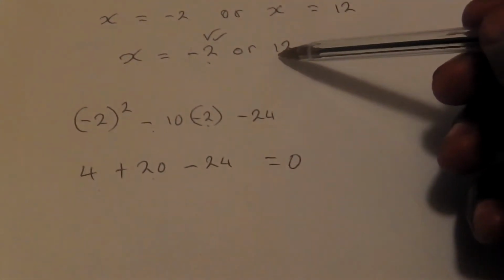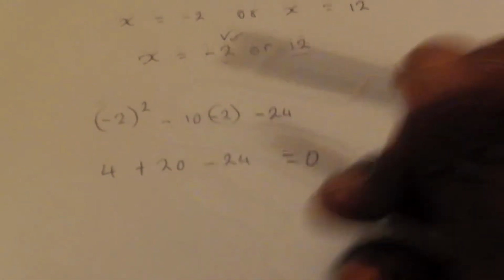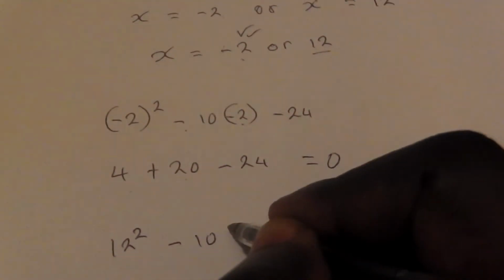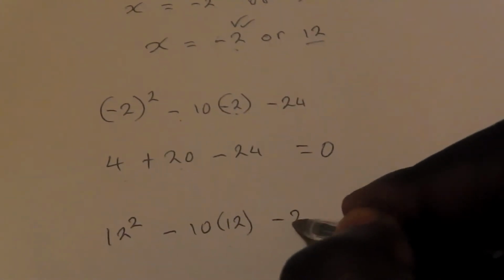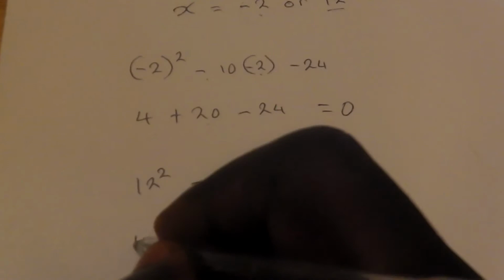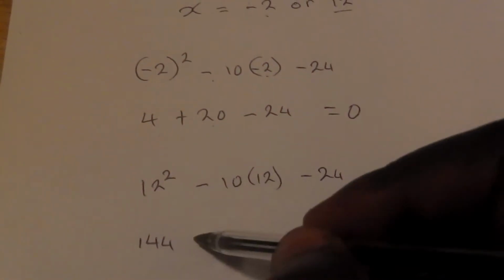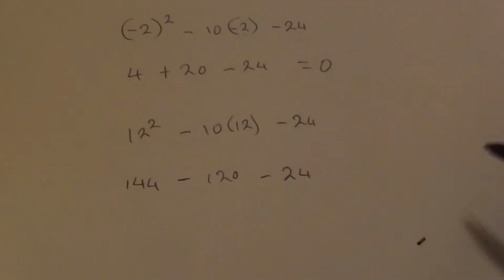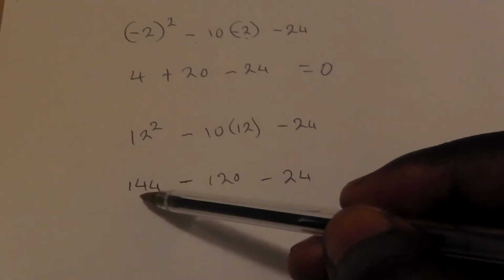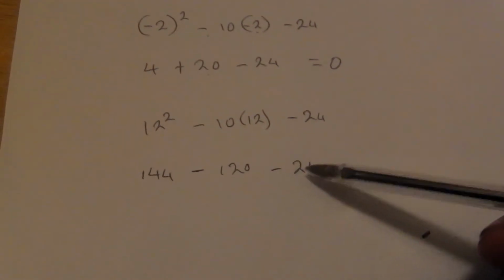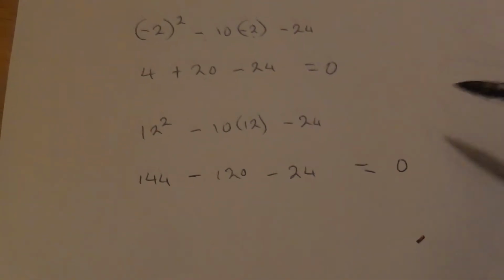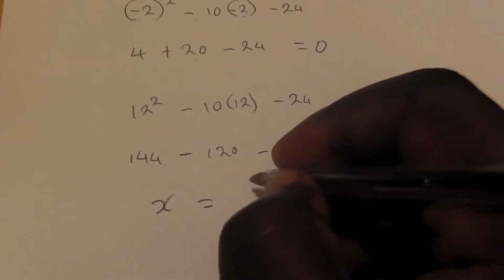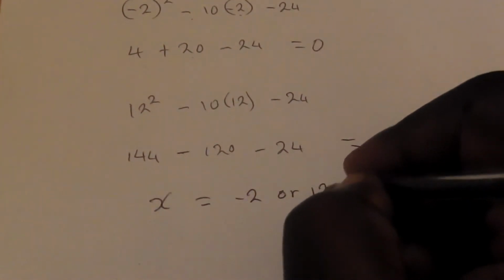And then now we test for 12. Putting 12 back into our quadratic equation, it will be 12 squared minus 10 times 12 minus 24. So 12 squared is 144, and then minus 10 times 12, that's 120, minus 24. So that will be 144 minus 120 minus 24, which is equal to 0. So it means our solution here is correct. So our x is equal to negative 2 or 12.